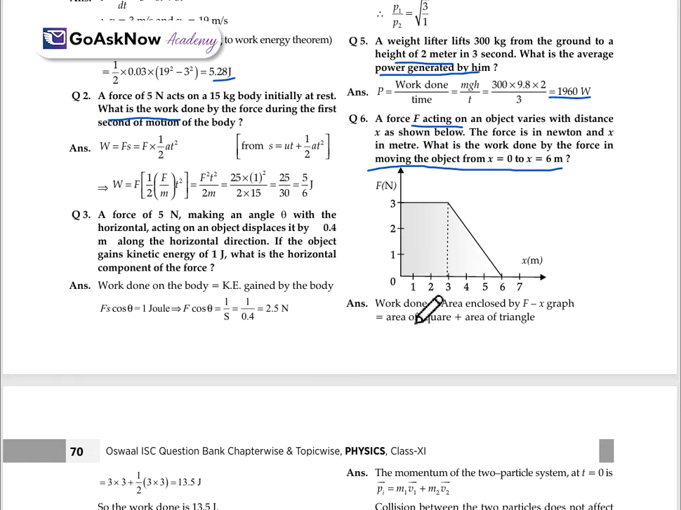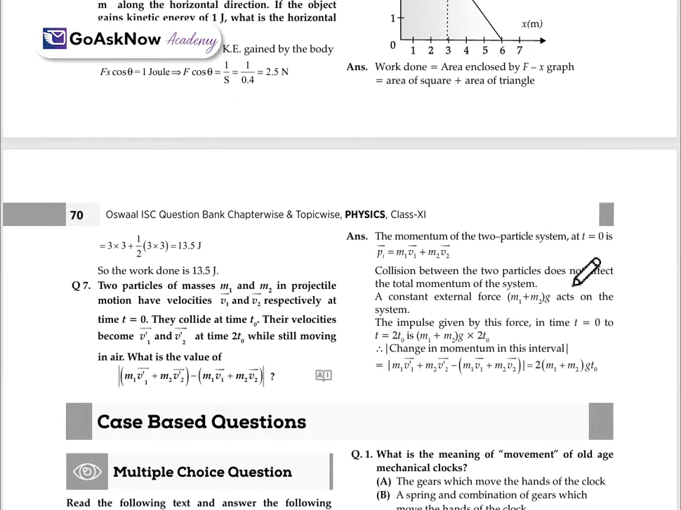We have this graph. So work done is equal to the area enclosed by the F-x graph. Here we can see it's the area of a square as well as a triangle. This will be equal to the sum of the area of the square and the area of the triangle. So we substitute the values: 3 into 3 plus half into 3 into 3. When we solve it, we get 13.5 joules. So the work done will be equal to 13.5 joules.